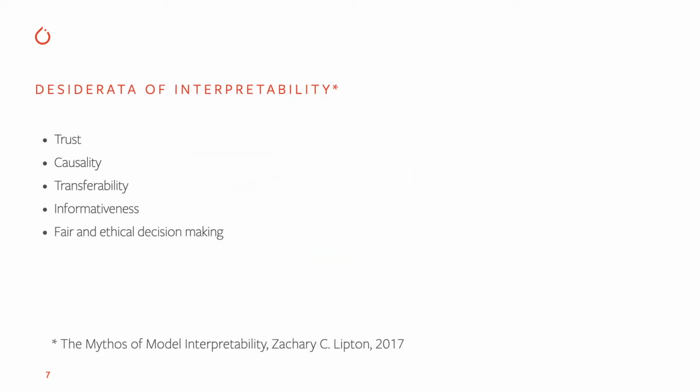Here we list all 5 desiderata for model interpretability according to a highly cited paper in the model interpretability community. The 5 properties associated with the desiderata of interpretability are trust, causality, transferability, informativeness, and fair and ethical decision making. We'll go over each of them in the next slides.